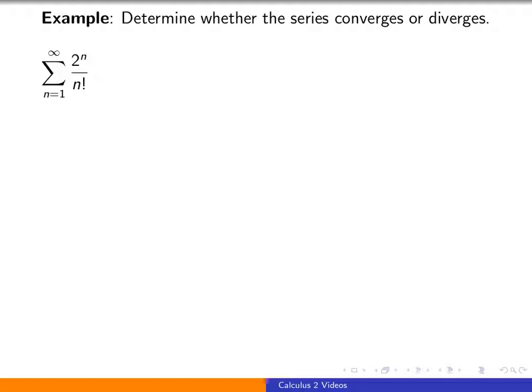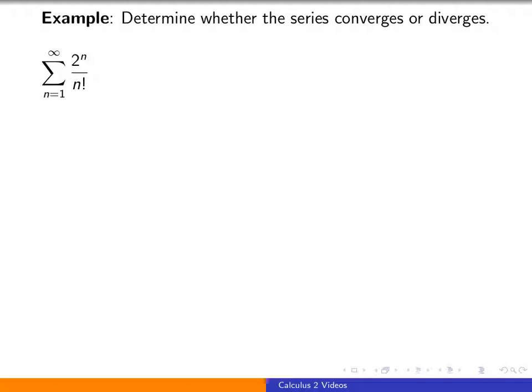All right, so let's consider a second example. The sum from n equals 1 to infinity of 2 to the n over n factorial. Now, if we think about using the comparison or limit comparison test, we typically want to compare with p-series, geometric series. And here the comparison looks awfully difficult with the factorial. And the power as well may indicate a geometric series.